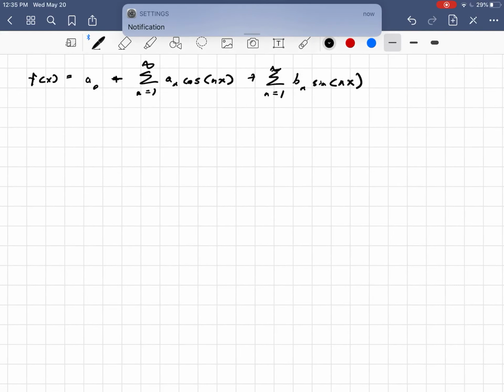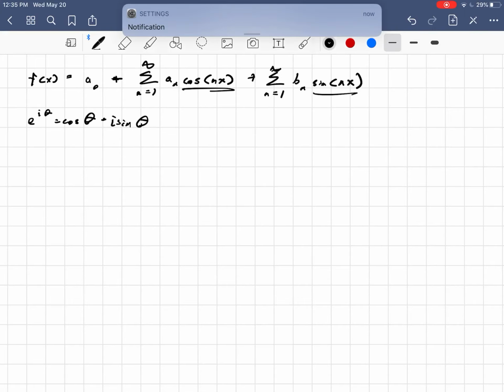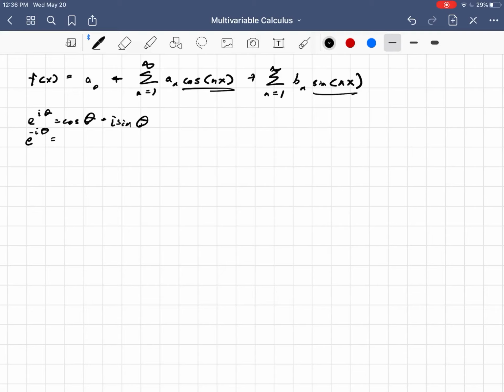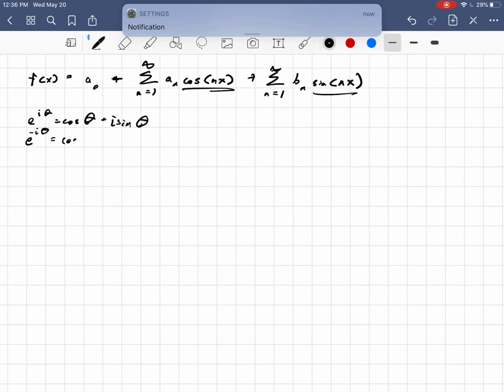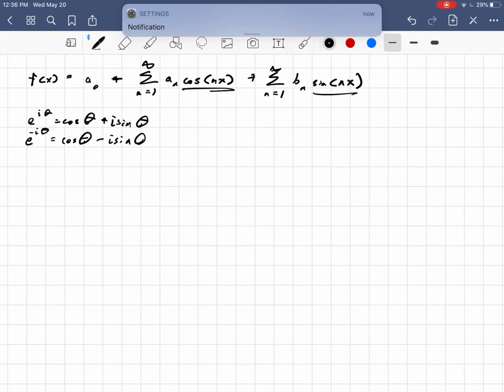So the first thing I'm going to do is recall Euler's formula. In other words, e to the i theta is cosine theta plus i times the sine of theta. Basically, I'm going to replace cosine of nx and sine of nx with their complex definitions. Another thing you might notice is that if I have e to the negative i theta, in other words, I'm plugging in negative theta instead of theta, I get cosine of negative theta, which is just cosine of theta because cosine is even. And then I would have i times the sine of negative theta. The sine of negative theta is negative the sine of theta. So in other words, I get minus i times the sine of theta.